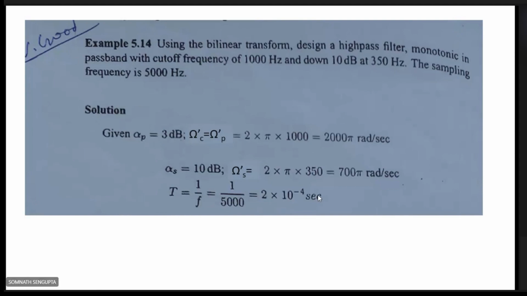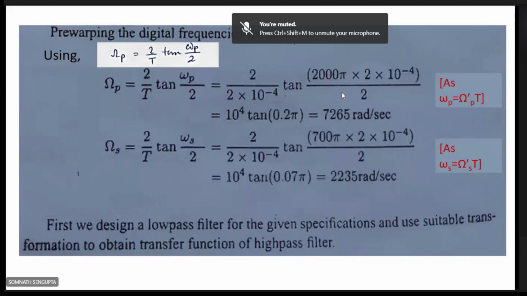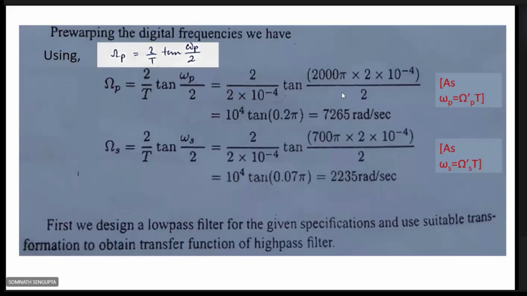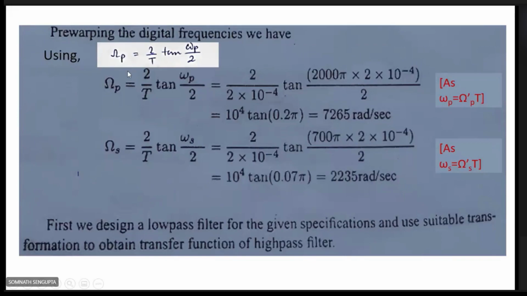So it is this. Now the next step is you have to pre-warp the digital frequency. This step is needed because when you convert these to digital frequencies, the frequency will be changed, it will be reduced. In order to avoid this warping, pre-warping is done. That means initially you have to set the analog frequency so that when you convert it into digital, it will not change from the desired one.